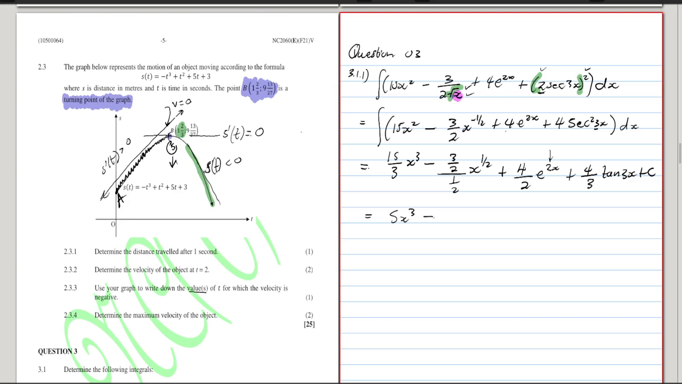So equals 15 over 3, which is 5, and then minus 3x. Remember, we need to rewrite it in surd form, so that's going to be square root x. 3 over 2 divided by a half. You punch this on the calculator, you should get 3. Plus 4 over 2, that is 2e^2x, plus 4 over 3 tan 3x plus c. Done.